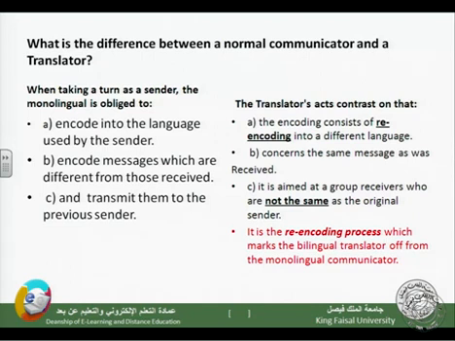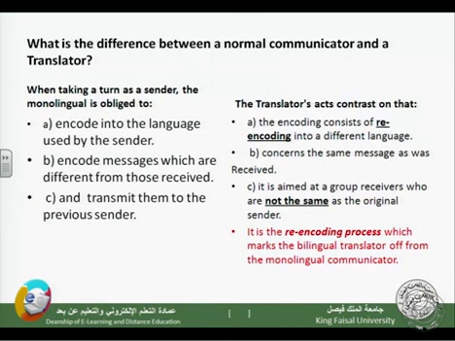In other words, you send me a message, I am a translator, but I don't have to send the same message back to you. I have to send the same message to another person who speaks a different language. Let's say you send me a message in Arabic, I have to transmit it into English to another person who speaks English. This is very important.